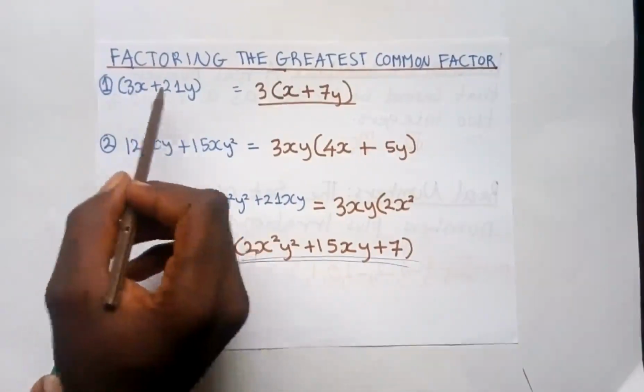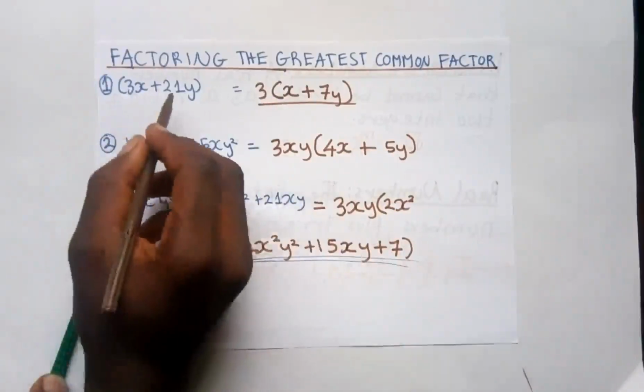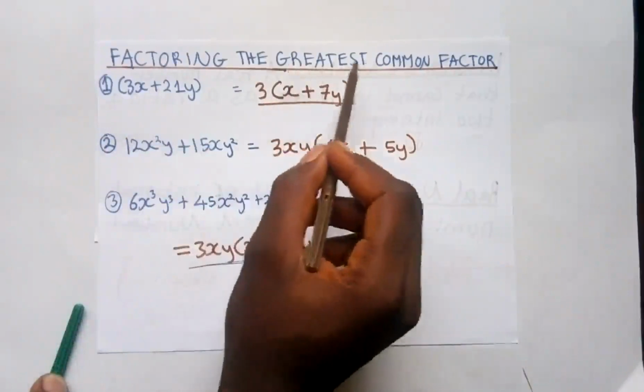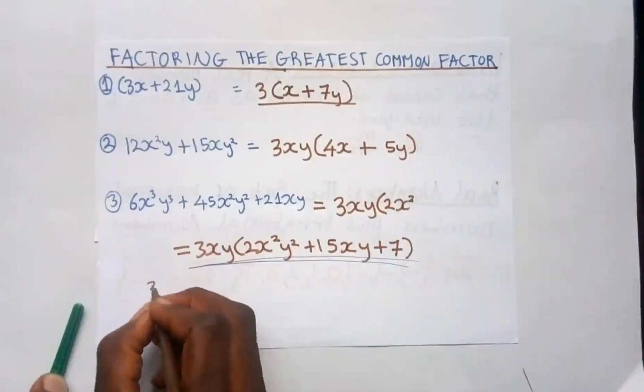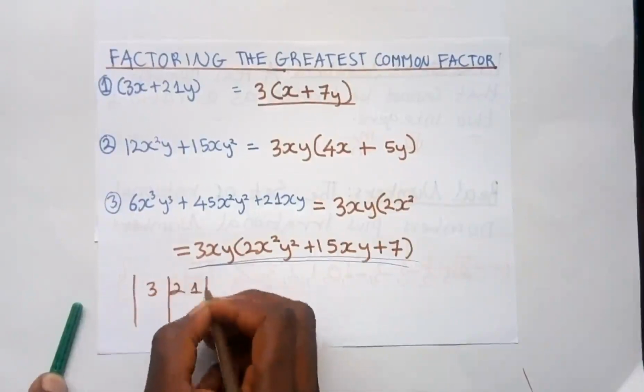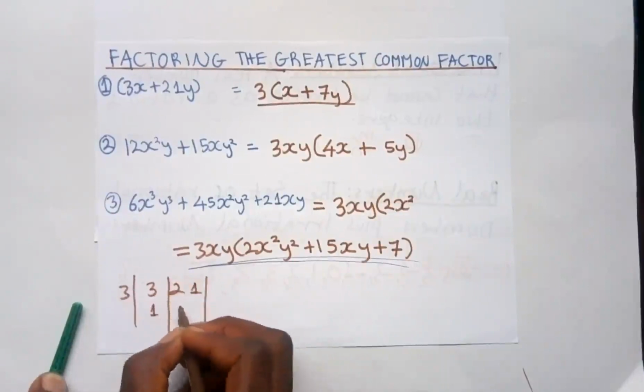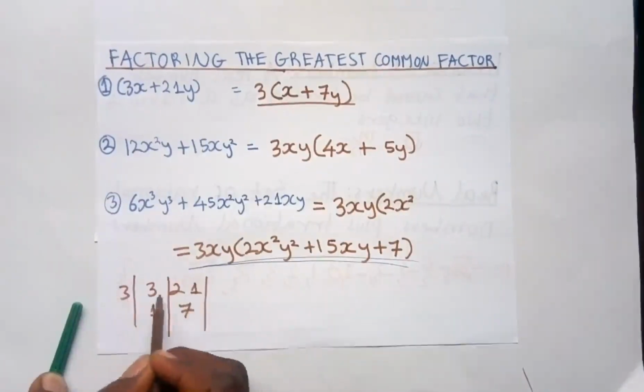If you don't understand how we get these 3 and 3 here, look at it here. 3 and 21. You want to find the GCF of 3 and 21. So 3 divided by 3, 1. And 21 divided by 3, 7. So 3 can go into 3 and 21.